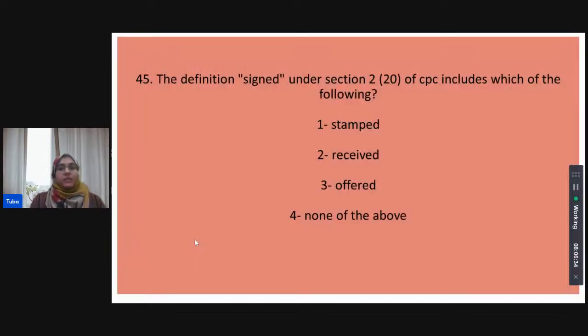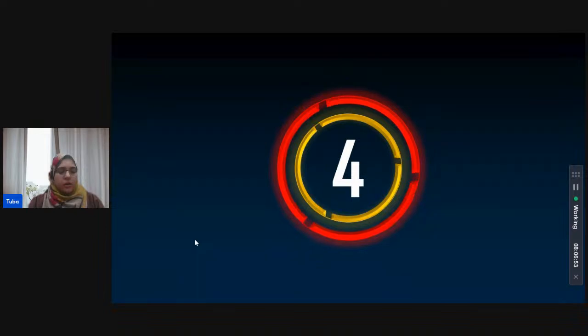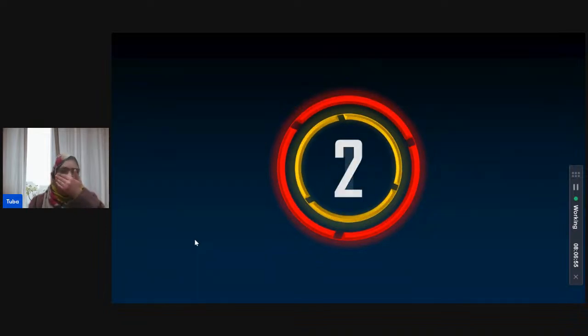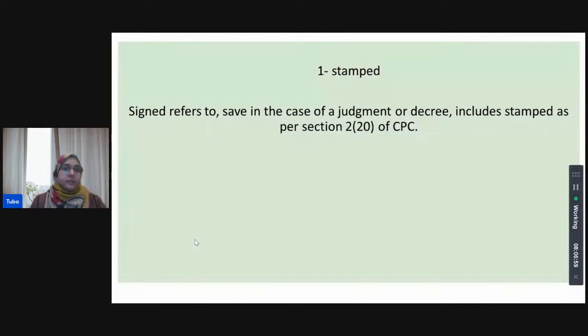The definition of signed under section 220 of CPC includes which of the following? Does stamped mean signed? Does received mean signed? Does offered mean signed? Or is it that none of the above are included in the definition of signed? Quite an easy question to answer. I'll start the timer. It is stamped. So signed includes the word stamped.